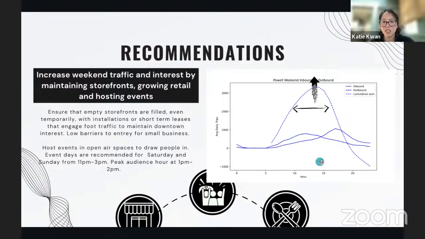So again, that would just be to increase this cumulative sum as well as push those hours out. So if there were events, the recommendation would be that they would have them from 11 to 3, where you would capture the most amount of riders, and then have their peak audience at about 1 or 2 p.m.